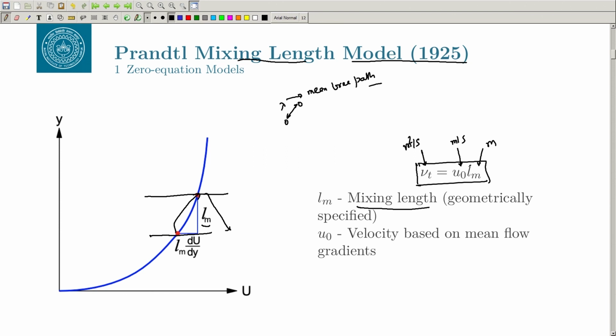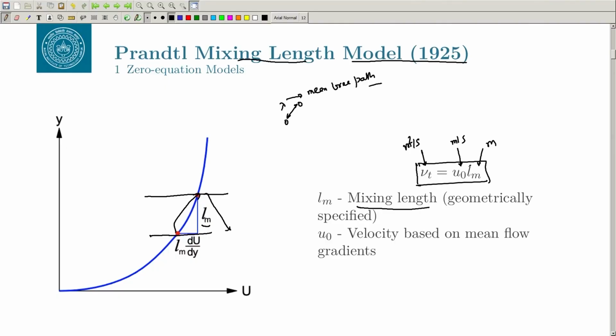That means Lm is the length at which one molecule from one layer jumps to another layer separated by distance Lm, such that it does not lose its momentum. That means the eddy does not get mixed everywhere. So, that length is broadly called the mixing length. That is the definition of the mixing length, and we will see how it applies for different kinds of flows.